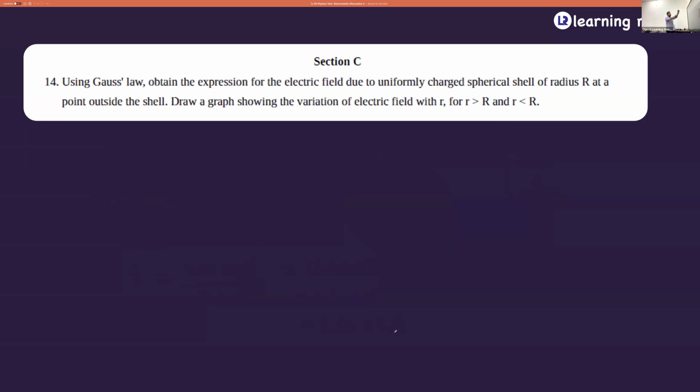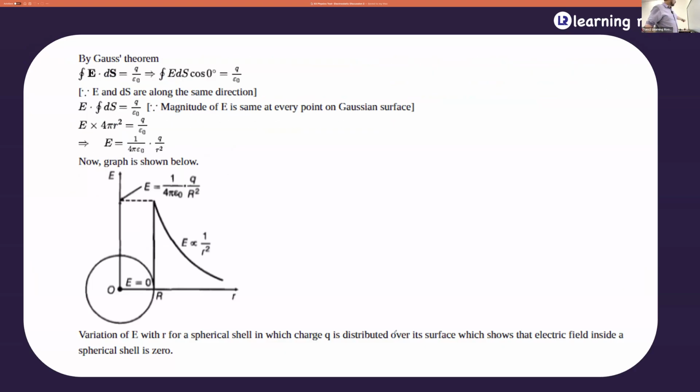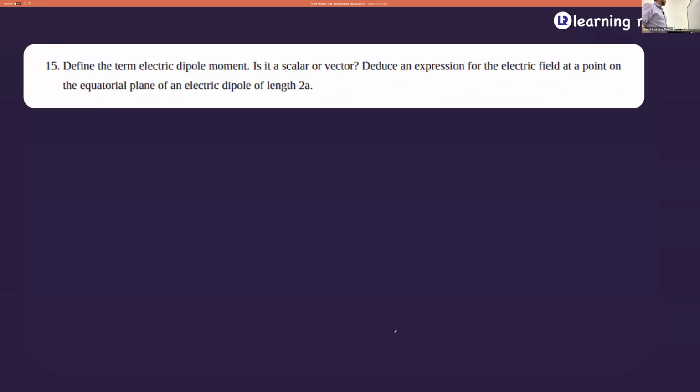Section C. Using Gauss law, obtain the electric field due to a uniformly charged spherical shell. So this is a derivation part. This you already know. I'm not discussing the derivations. This graph and all you know.